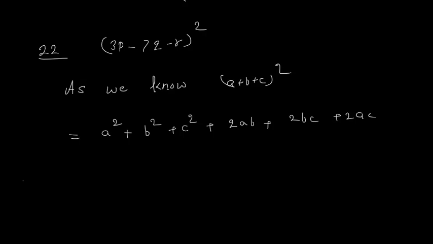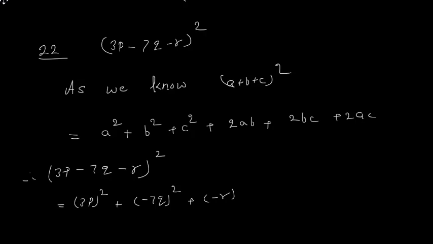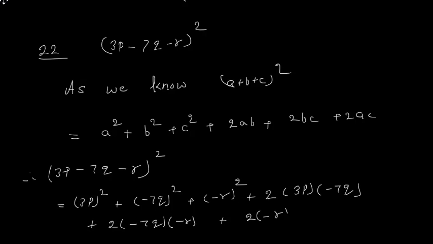So therefore here, 3p minus 7q minus r the whole square will become 3p the whole square, plus this is minus 7q the whole square, plus this is minus r the whole square, plus 2 into 3p into minus 7q, plus 2 into minus 7q into minus r, plus 2 into minus r into 3p.